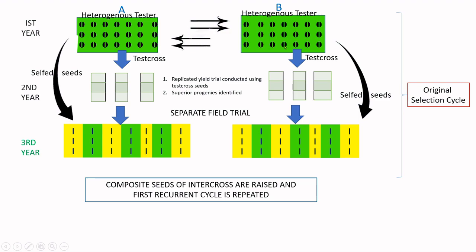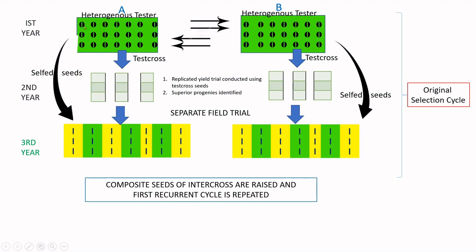Likewise here, for the population B, the A population will act as the heterogeneous tester. So when we cross population B with heterogeneous tester A, we are going to get test cross products. The test cross products are going to be evaluated again here in replicated yield trials, and the replicated yield trials are not going to directly go for intercross blocks. The intercross row blocks will be for those genotypes only which are found to be superior in these replicated yield trials.